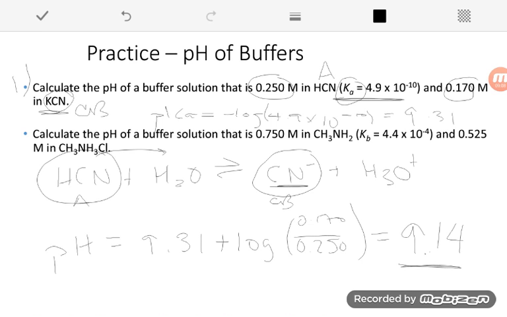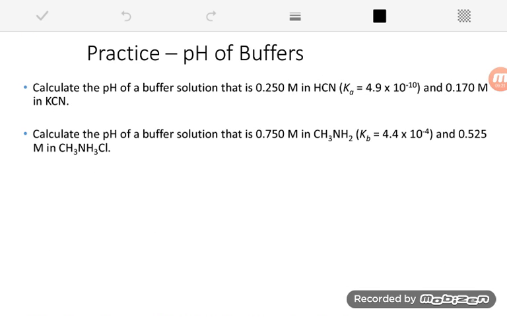Notice again, in the KCN, we ignored the K. He's a neutral ion. We just used him to get the conjugate base CN minus into solution. We don't care about the K at all. So that's it. Let's look at this second example.